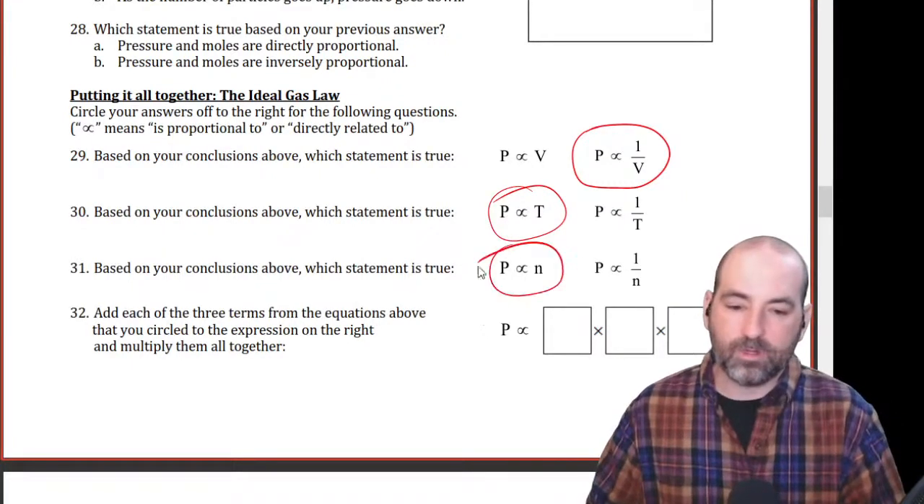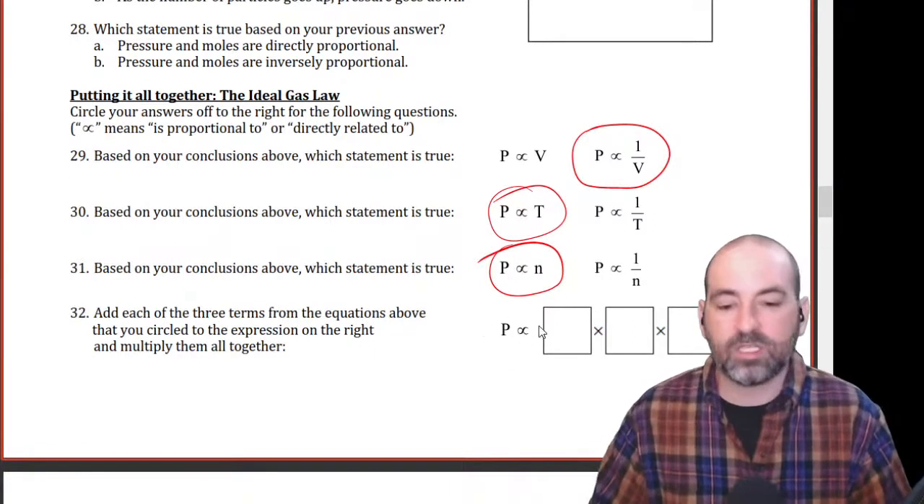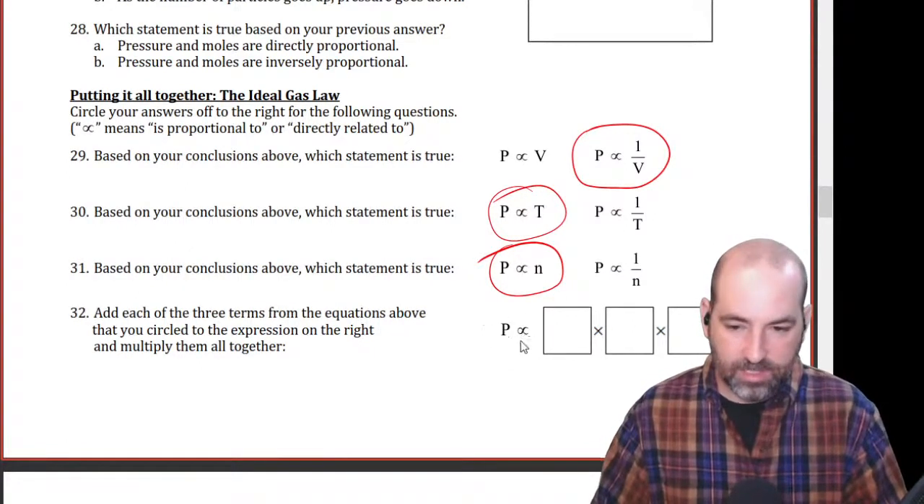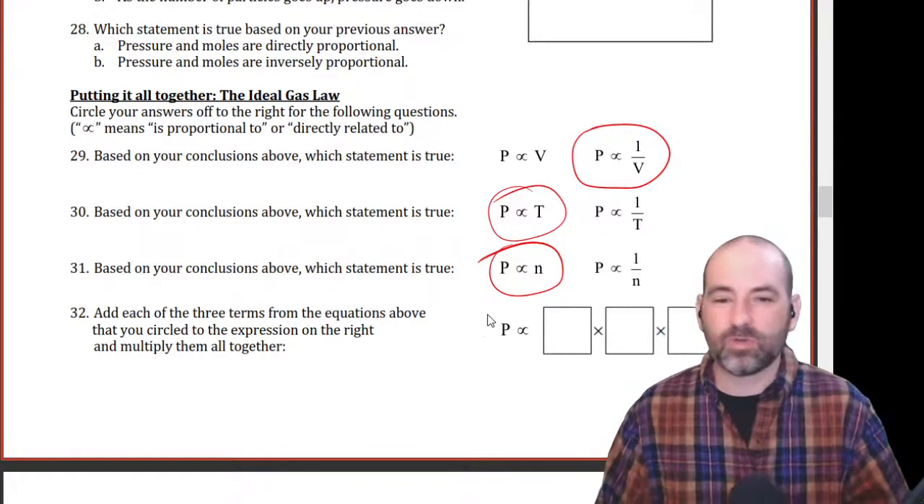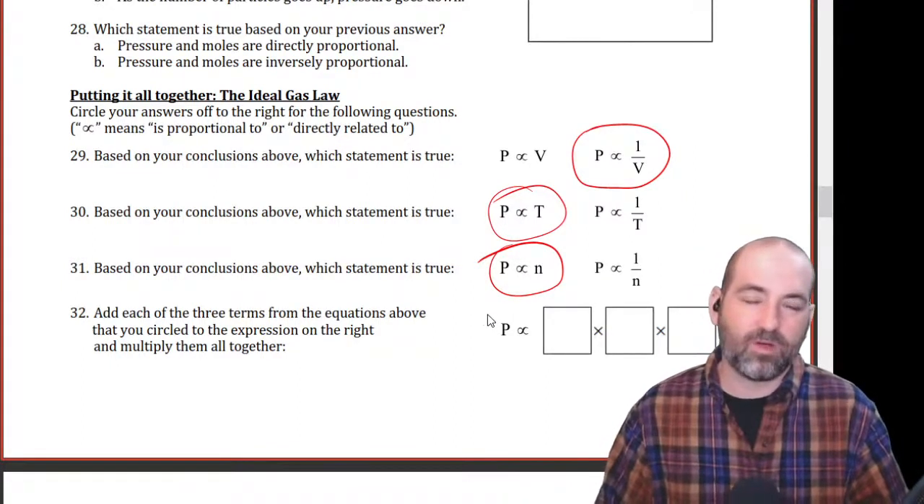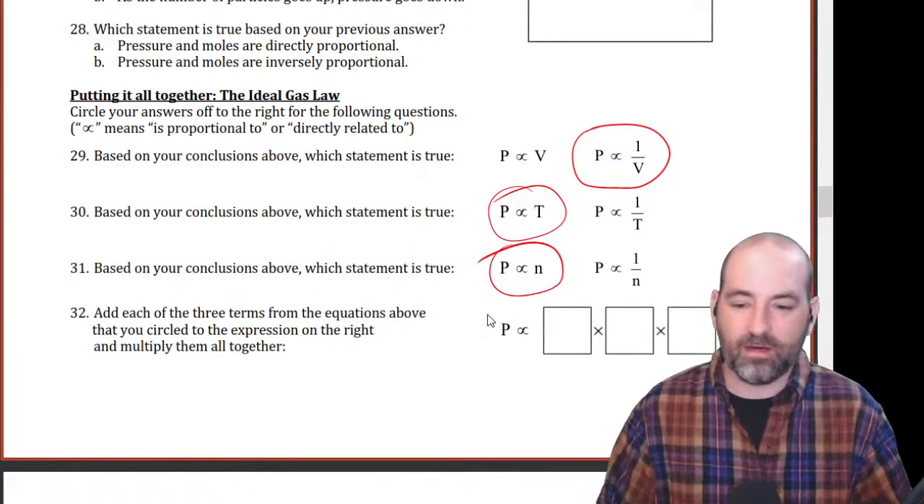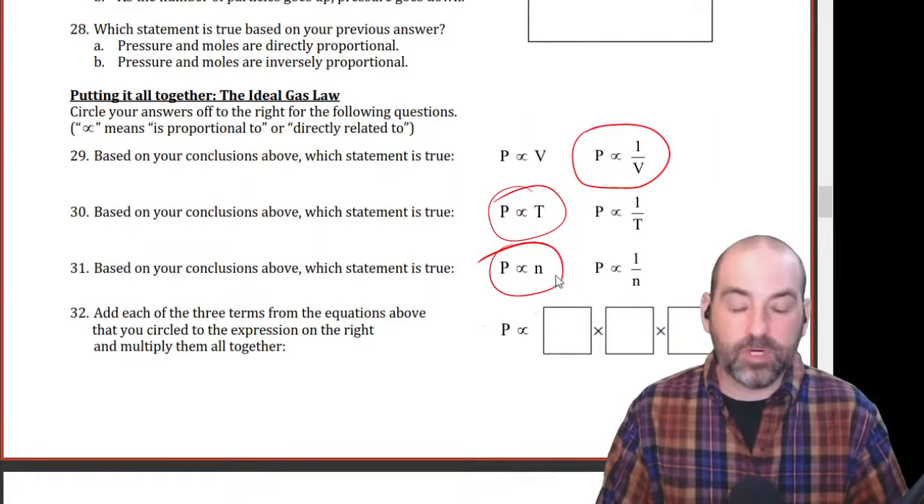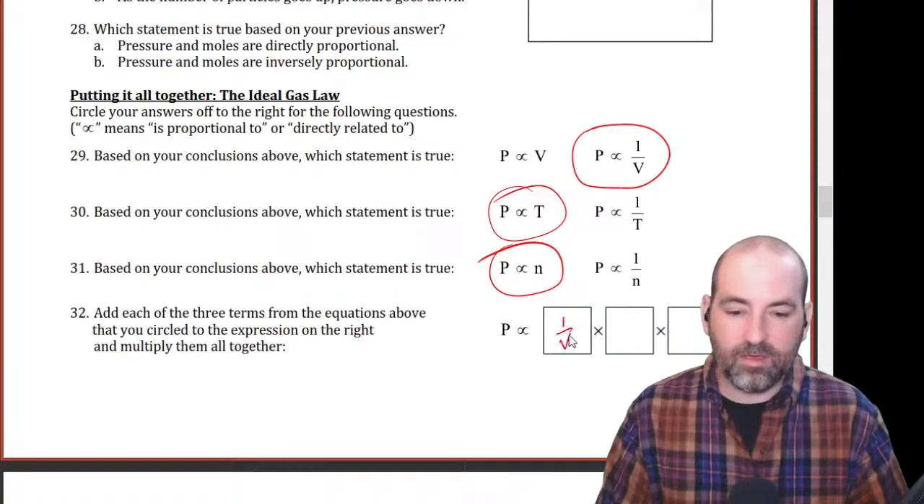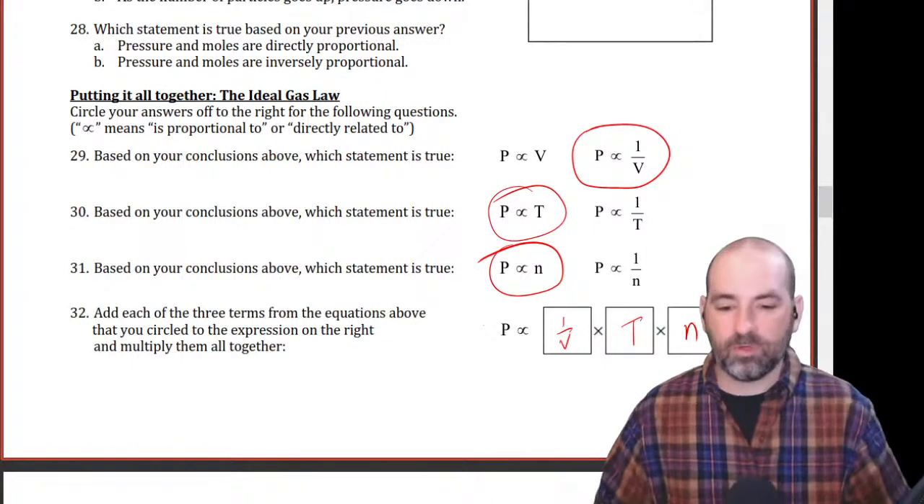And same with moles. So if we put that all together, we can say that the pressure is proportional to, that's what this little symbol means, proportional to, not exactly equals, because we're not really solving the equation here. There's another number in there that changes that. But it's proportional to the inverse of the volume, the temperature, and the number of moles.